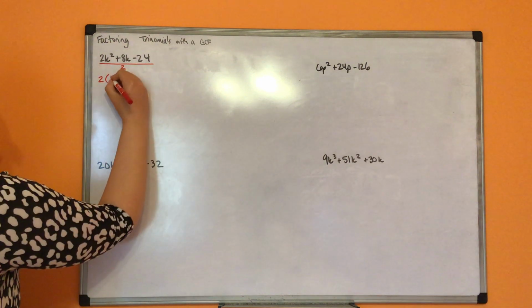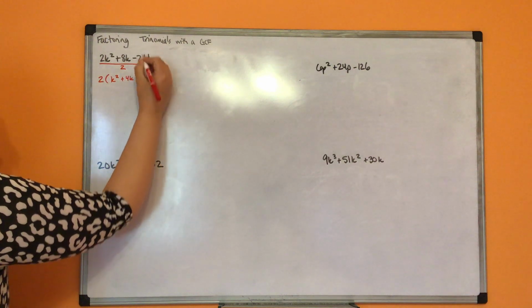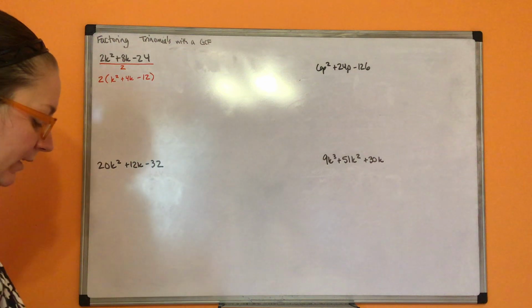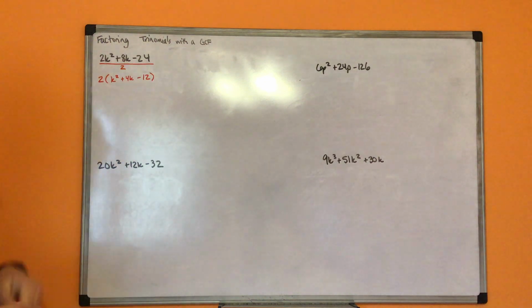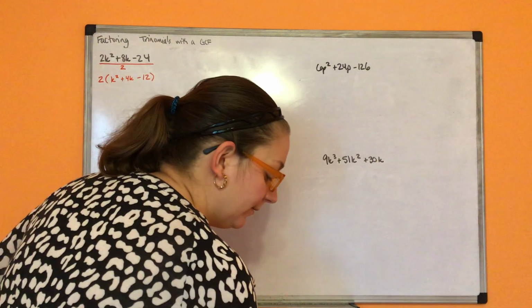2k squared divided by 2 is k squared. 8k divided by 2 is 4k. Negative 24 divided by 2 is negative 12. This GCF, 2, is going to hang along for the ride and stay on the outside for the rest of the problem, so don't forget it's there.